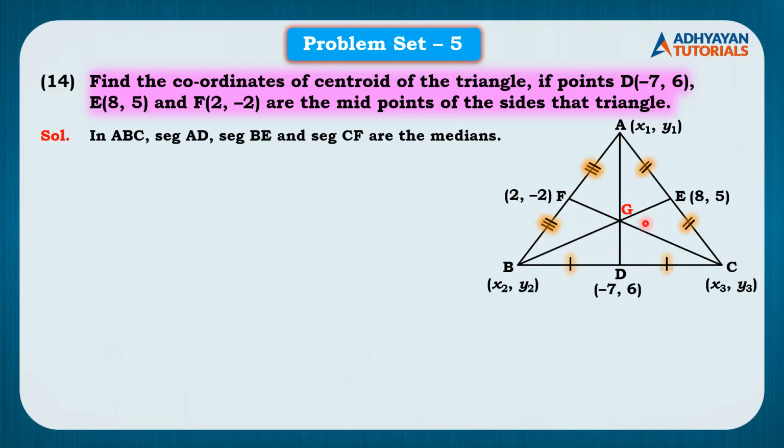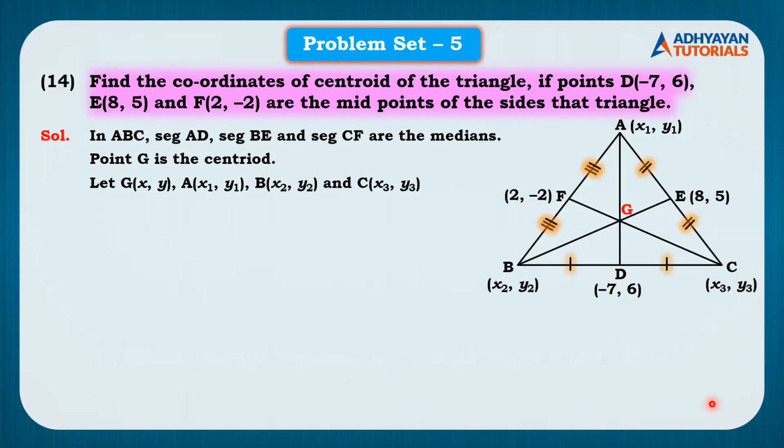So we'll consider the centroid as G. Normally we represent the centroid as G. And the coordinates of the centroid we don't know, so we assume them to be x, y. Is it very clear to all of you? So let the coordinates of G be x, y, A be x1, y1, B be x2, y2, and C be x3, y3. I hope all of you have written this down. These are the coordinates of the vertices, always x1, y1, x2, y2, x3, y3, and the coordinates of the centroid are x, y.